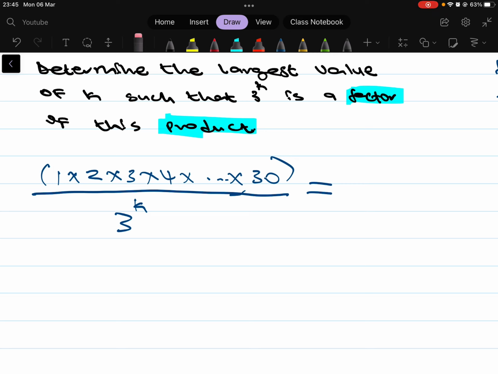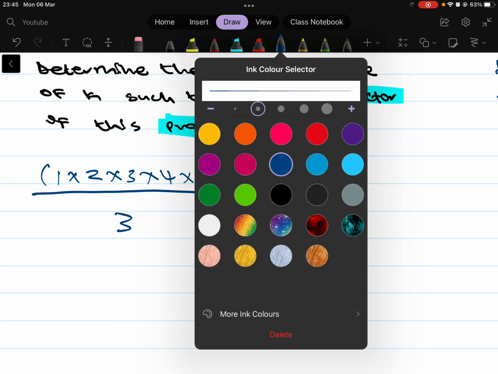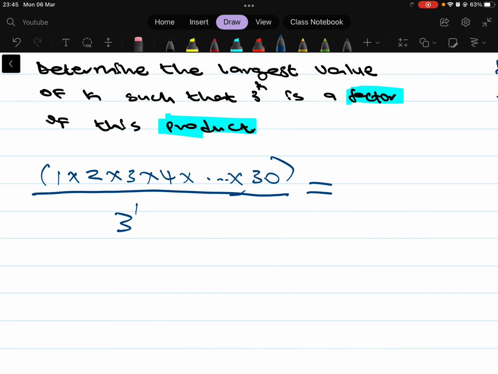Suppose k is actually 1. What happens is this is basically just 3. It will cancel with that 3. Again, suppose this k is 2. What's happening? 3 exponent 2, what's that?